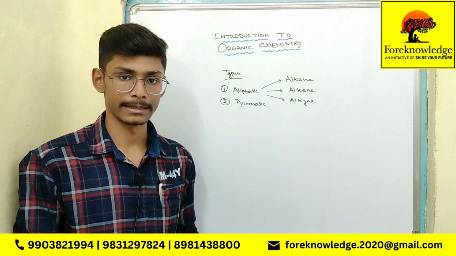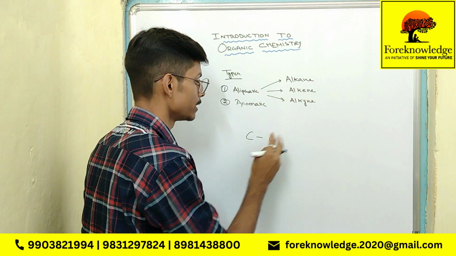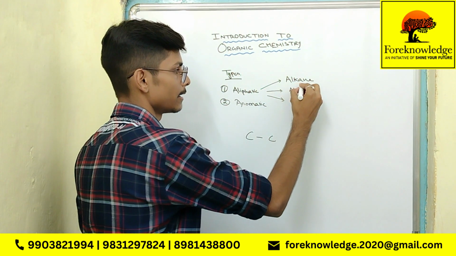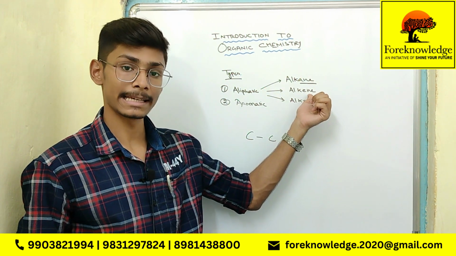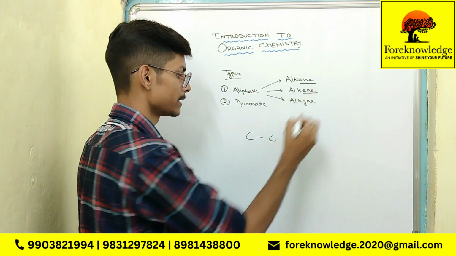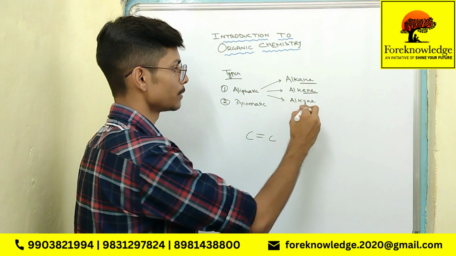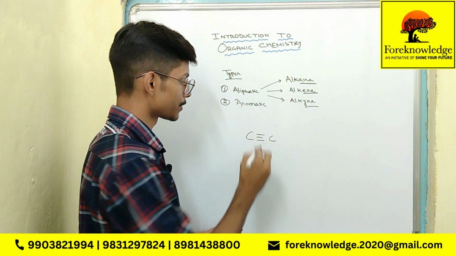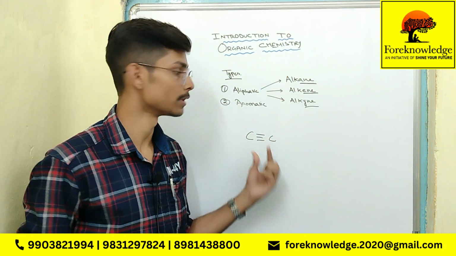Now what is alkane? It is basically a single bond between 2 carbons. That is alkane, ANE, remember. Now what do you mean by alkene, ENE? Basically it is a double bond between 2 carbons. And what do you mean by alkyne? That is YNE. It is basically a triple bond between 2 carbons.